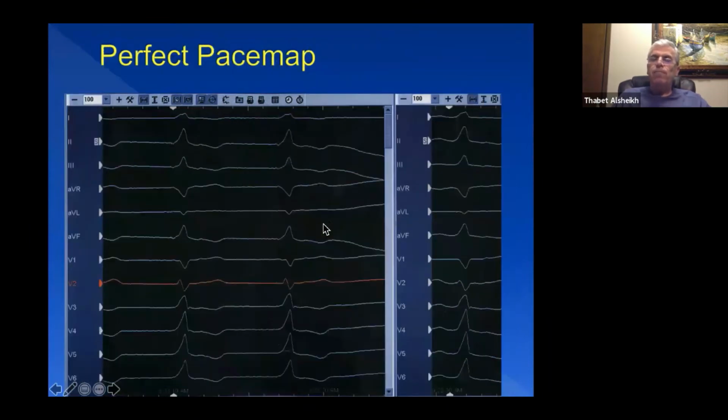Before we ablate, when we think we are at the right spot, we try to pace from that spot. And this is the pacing spike. You may not see it very well, but there's a pacing spike here, a pacing spike here. These are two paced beats.